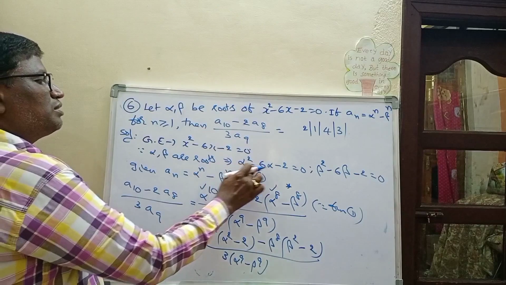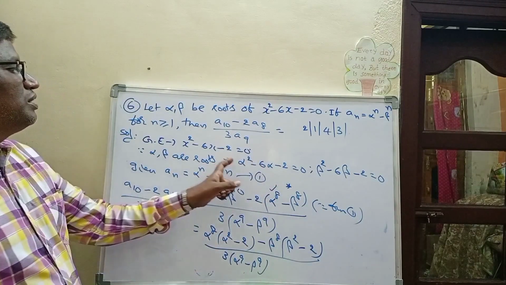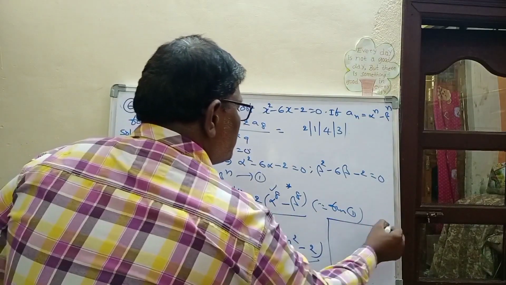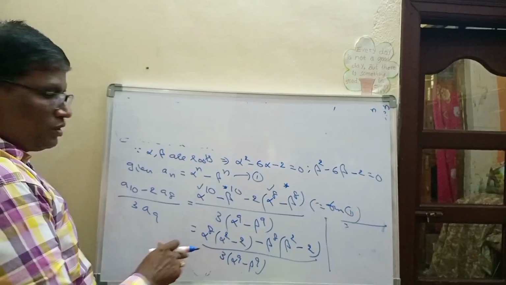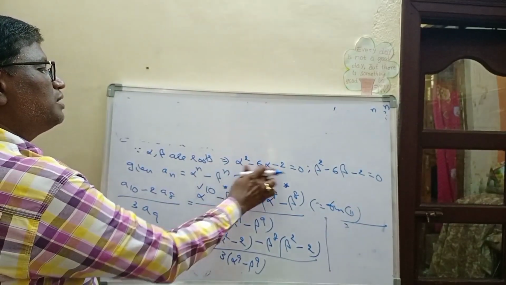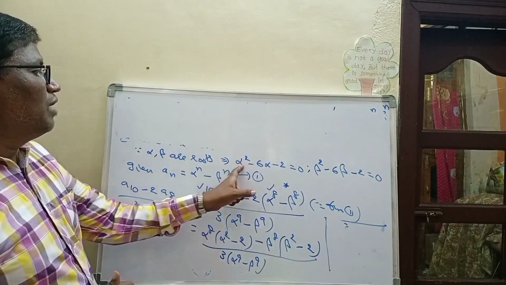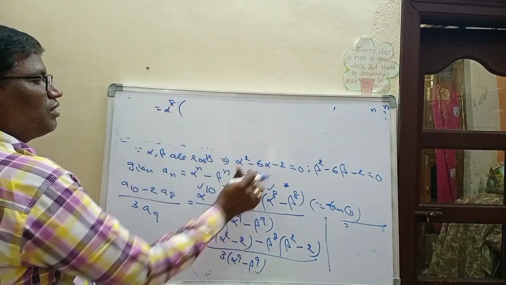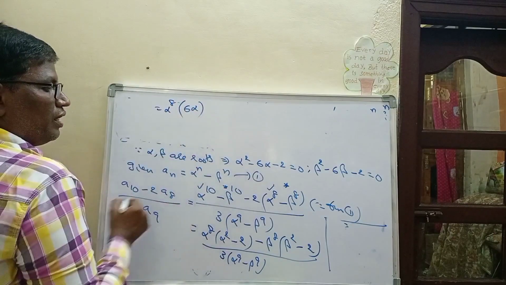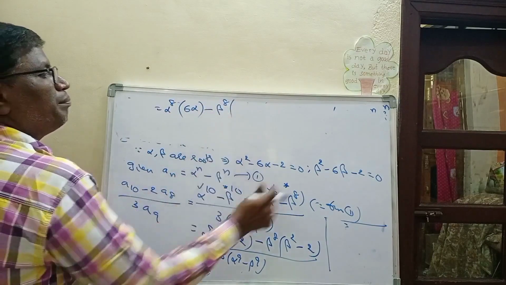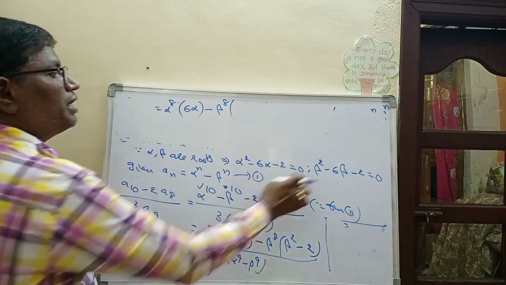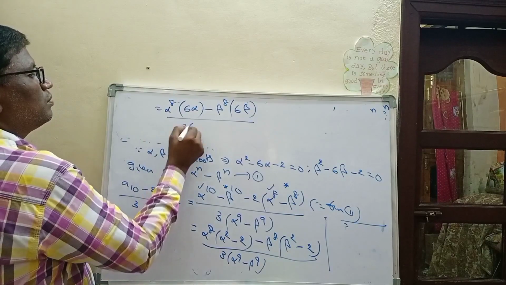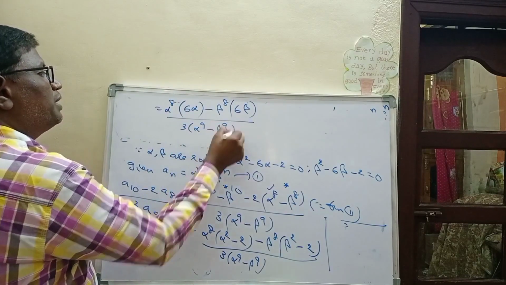So from this, alpha square minus 6 alpha minus 2 equal to 0. From this, alpha square minus 2 is nothing but 6 alpha. So finally this is nothing but alpha power 8 into (alpha square minus 2), which is nothing but 6 alpha, and minus beta power 8 into (beta square minus 2), since beta square minus 6 beta minus 2 is 0, is 6 beta, divided by 3 into alpha power 9 minus beta power 9.